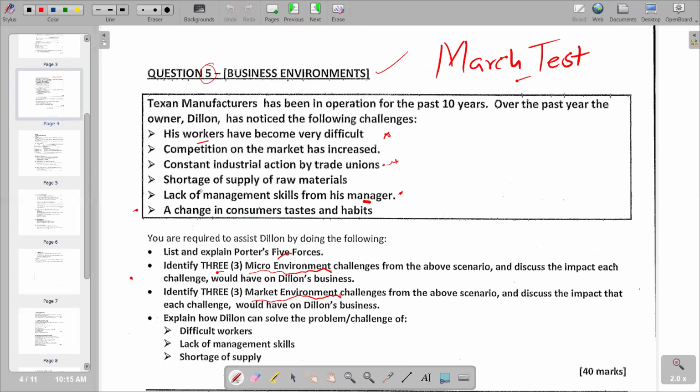So obviously, we want to see next what we have. The next point says identify 3 market environment challenges from the above scenario and discuss the impact that each challenge would have on Delium's business. The market environment is the environment or the factors that affect consumer behavior, that affect the customers in the market. Those are the challenges that we are going to try to pick from the list that we are given. So we can go through the points that we have there and try to pick them.